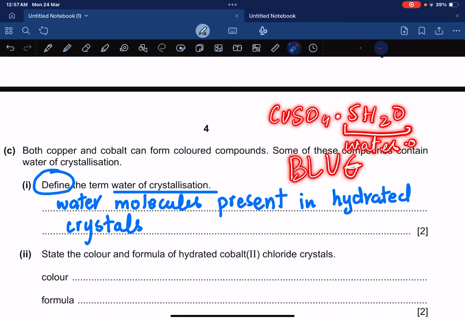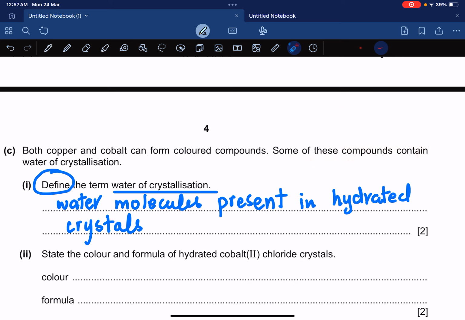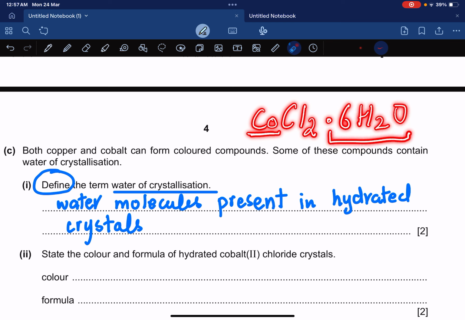So this is the water of crystallization that's chemically combined with the salt, okay? So that you should know. And for cobalt chloride as well, CoCl2.6H2O. So basically this is the water of crystallization, okay? Water of crystallization.